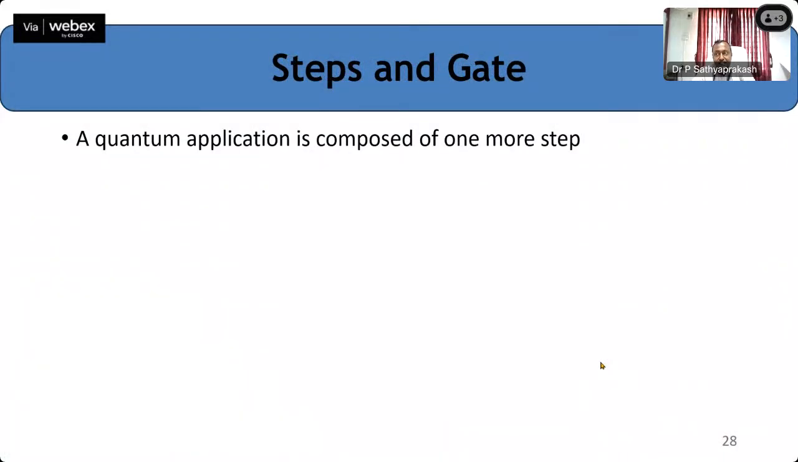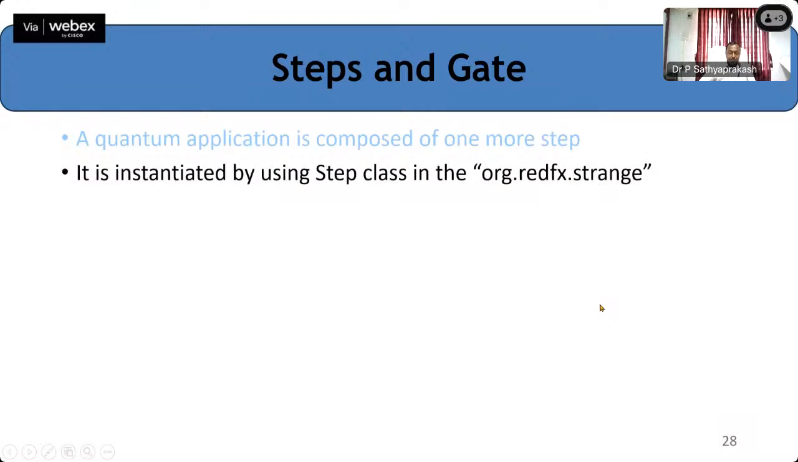Right. So the next step is what? Now we have acquired the environment, the qubits and the program. With the help of the execution environment and the Program class, we then need to do operations, steps and gates with the help of the program instance only. The quantum applications can contain one single step or multiple steps. It is instantiated by using the Step class.